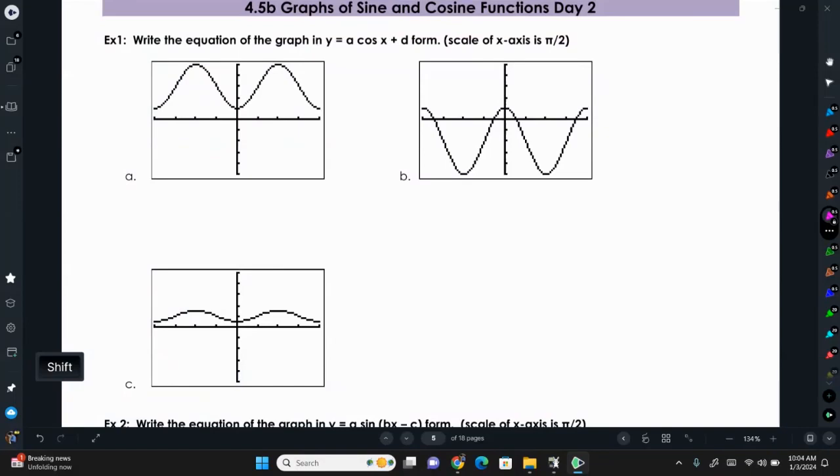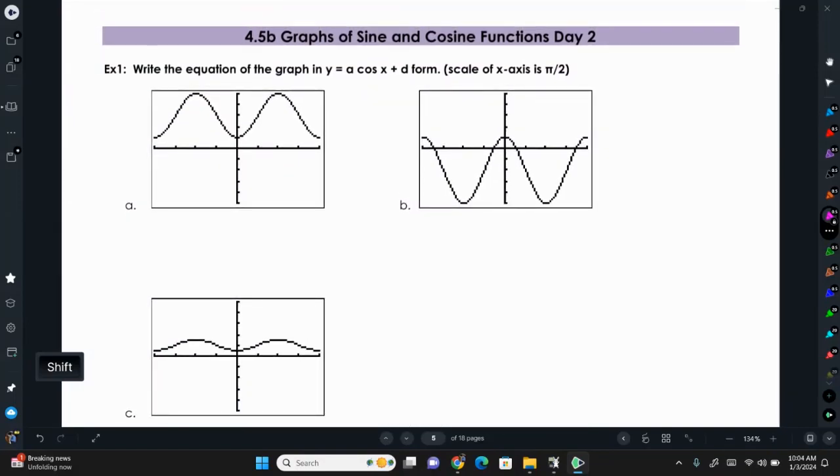So the second part of section 4.5 is going to be talking about writing equations of sine and cosine graphs from the graph. So we're going to write the equation while looking at the graph. Now, it's important to note that we need to be told, is it a sine or cosine function? Because since both of these functions are periodic functions and they repeat themselves, there could be multiple correct answers.